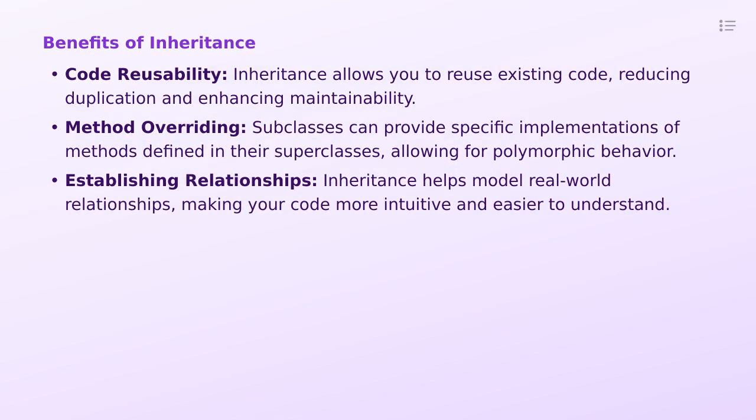Next, benefits of inheritance. First, code reusability. Inheritance allows you to reuse existing code, reducing duplication and enhancing maintainability. Next, method overriding. Subclasses can provide specific implementations of methods defined in their superclasses, allowing for polymorphic behavior. Also, establishing relationships. Inheritance helps model real-world relationships, making your code more intuitive and easier to understand.